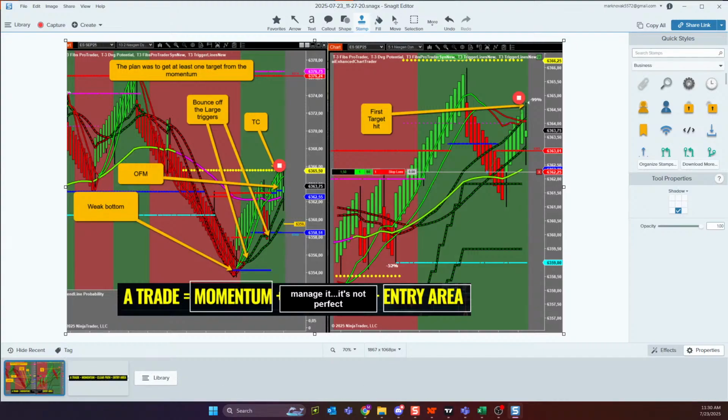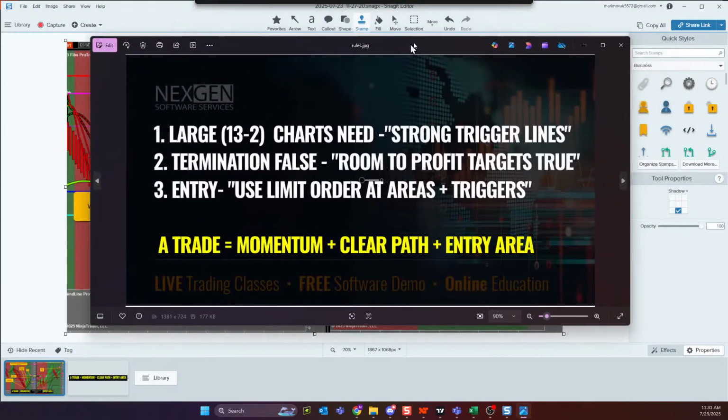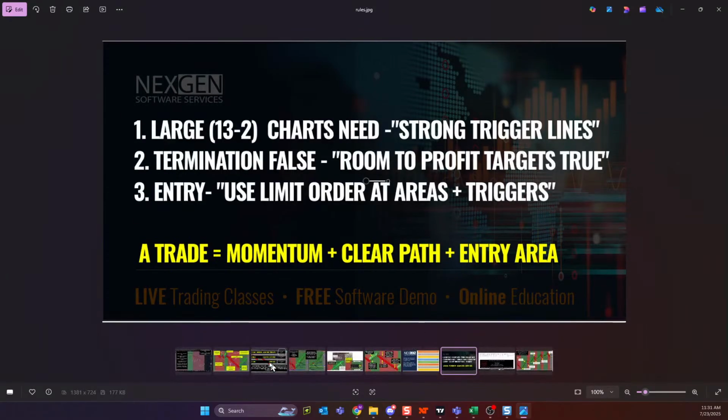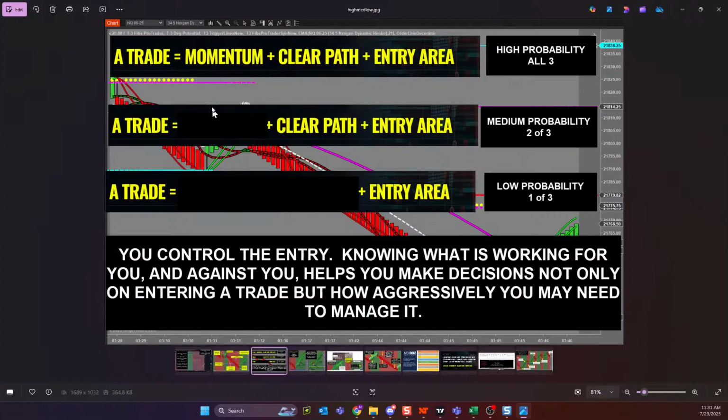So, Ollie, the one thing that I do, and I encourage you guys to do, is ask what's the perfect trade, Ollie? The perfect trade is momentum, clear path, and an entry area. And you're great at recognizing it. So even this one, a trade is momentum, a clear path, and an entry area. That's high probability. That's the best of the best. High probability trades are defined as when each indicator on every chart agrees with the rules for the trade.